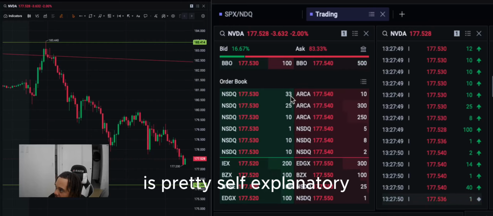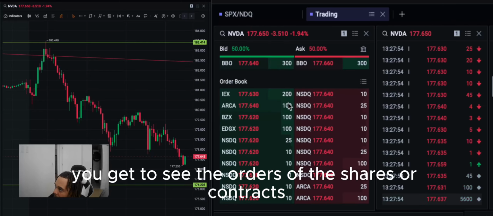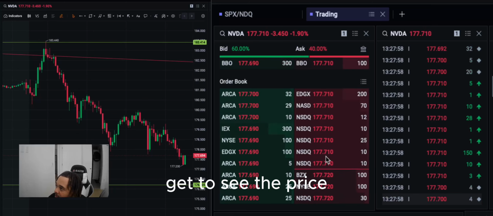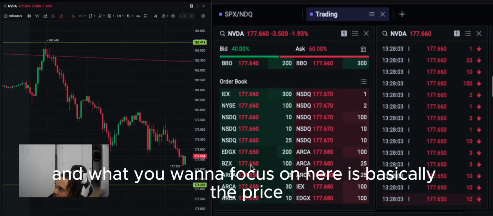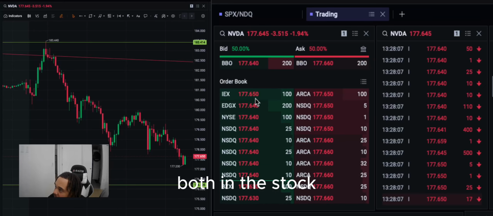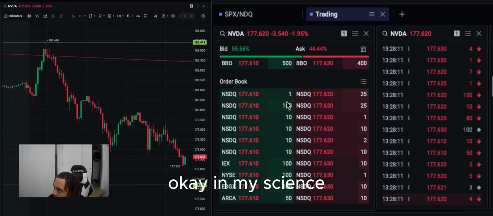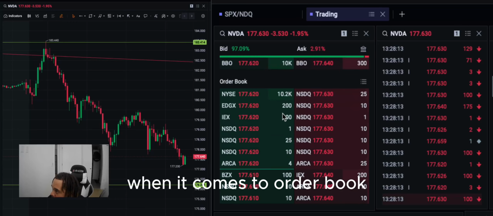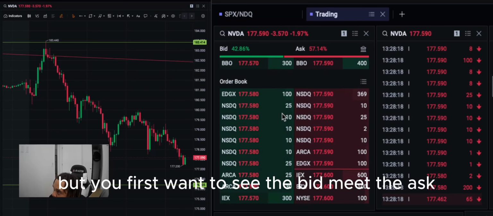It's pretty self-explanatory. In the middle, or at least on the end of the bar, you get to see the orders of the shares or contracts. You get to see the price and obviously the market it's coming from. And what you want to focus on here is basically the price, both in the stock and also how much they entered in with, whether shares or contracts. Okay. In my science, when it comes to order book, you always want to see the bid outperform the ask. But you first want to see the bid meet the ask, if that makes sense.